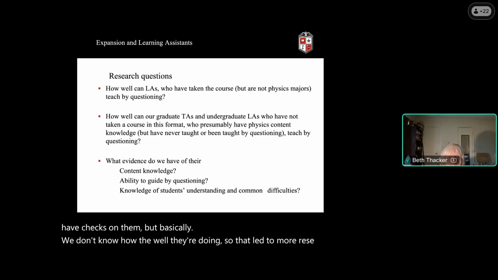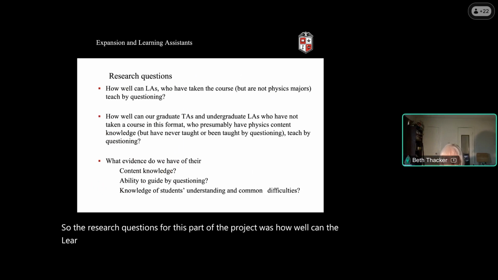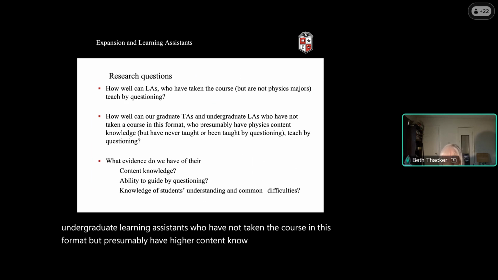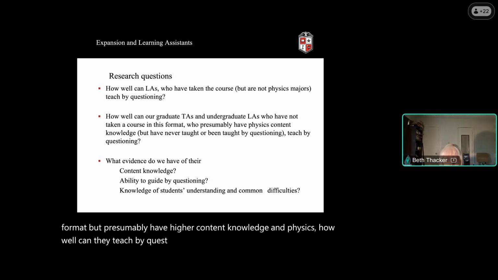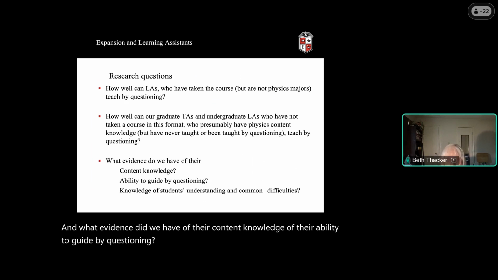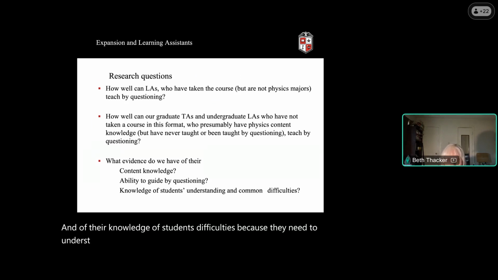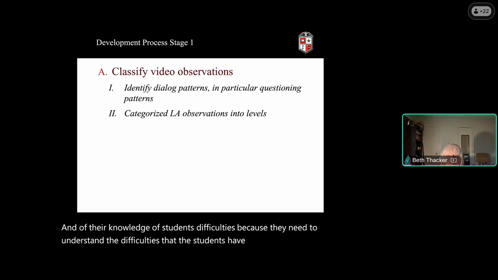So the research questions for this part of the project were: how well can the learning assistants who have taken the course but are not physics majors teach by questioning? How well can our graduate TAs and undergraduate learning assistants who have not taken the course in this format, but presumably have higher content knowledge in physics, teach by questioning? And what evidence do we have of their content knowledge, of their ability to guide by questioning, and of their knowledge of students' difficulties? Because they need to understand the difficulties that the students have. So we set out to research this.